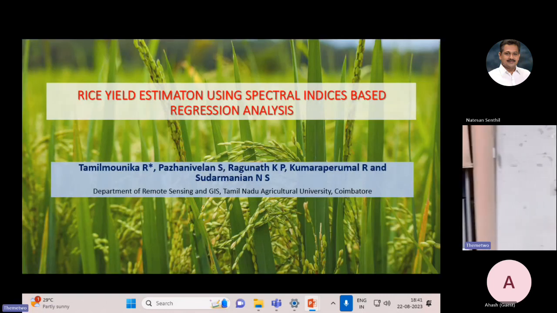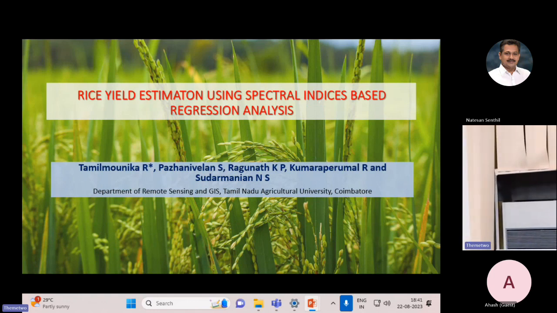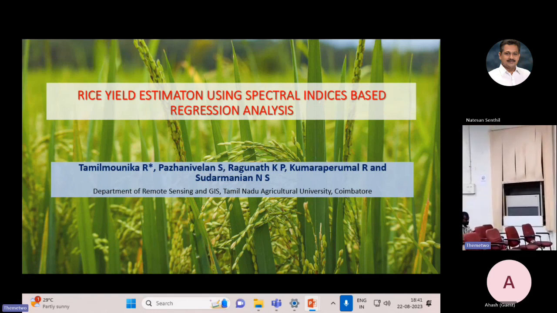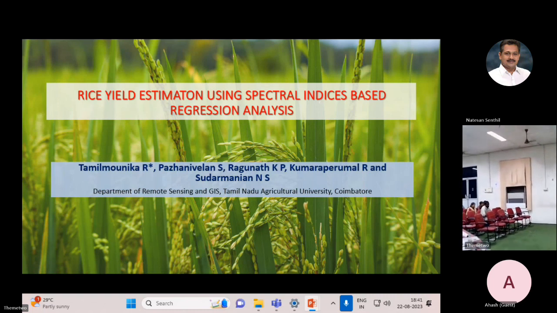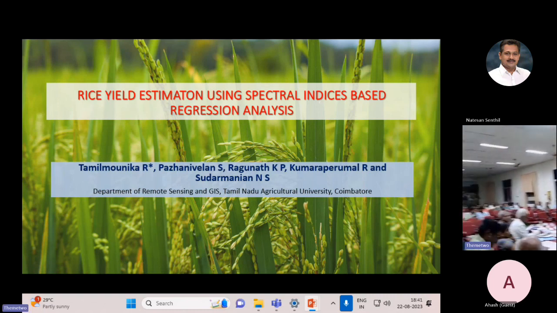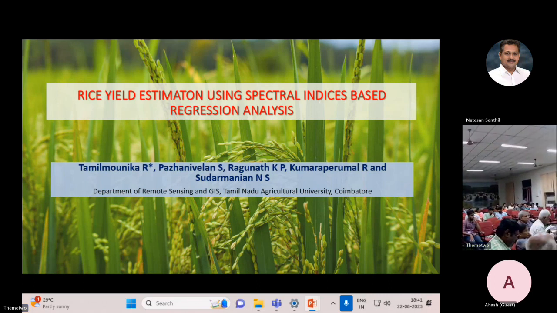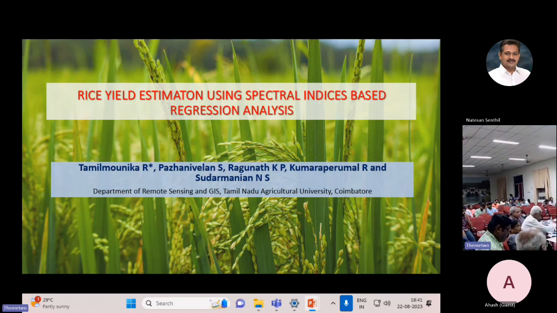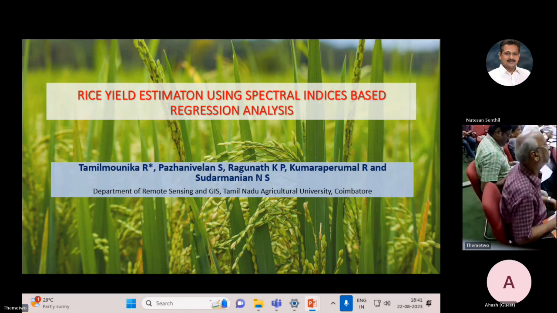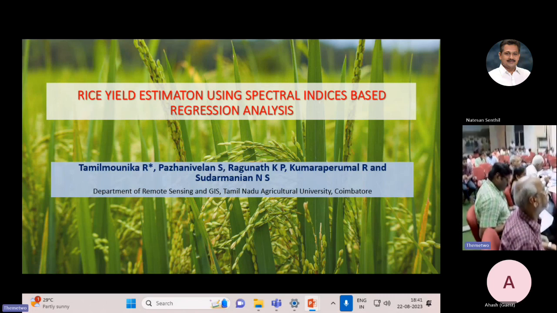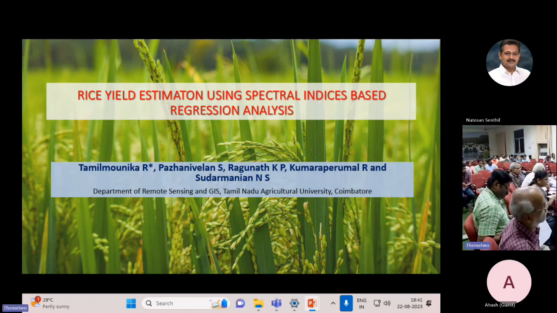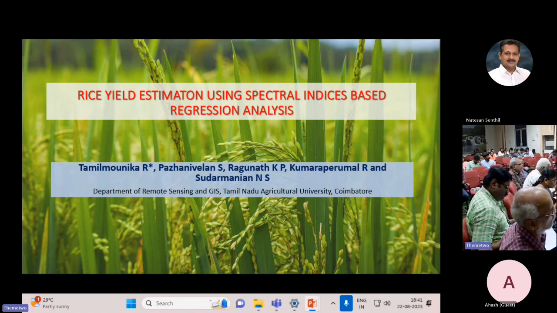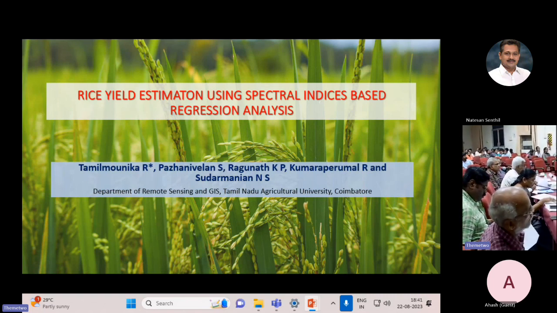What algorithm is used for removing clouds in the Sentinel data? Sir, we used a regression model. How did you remove the clouds from the imagery? Sir, we didn't remove them. Actually, we used data with 10% cloud.